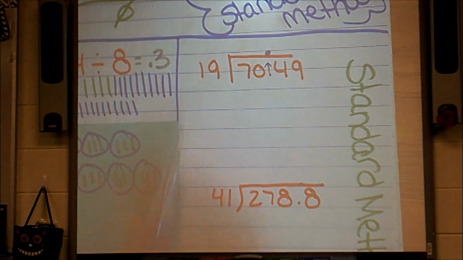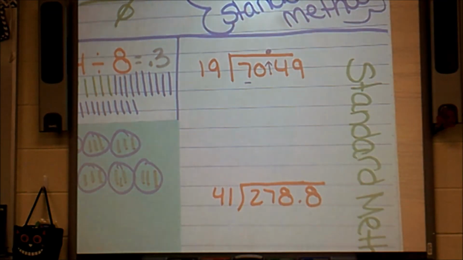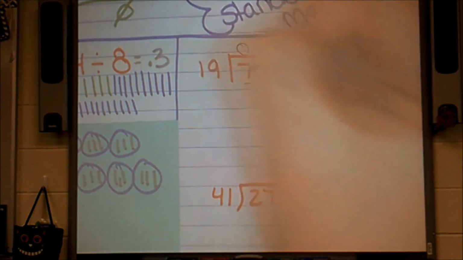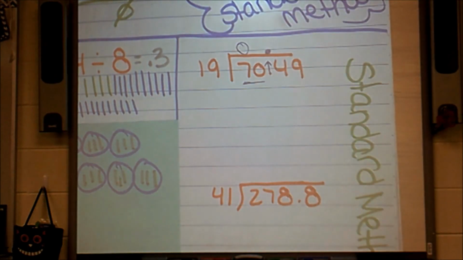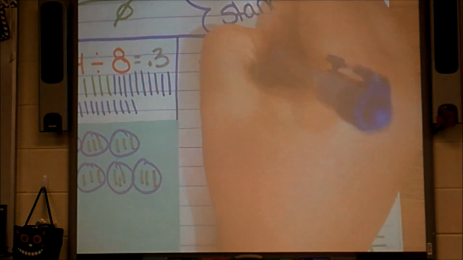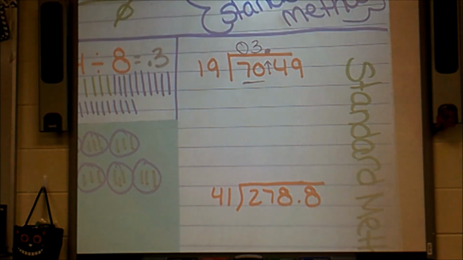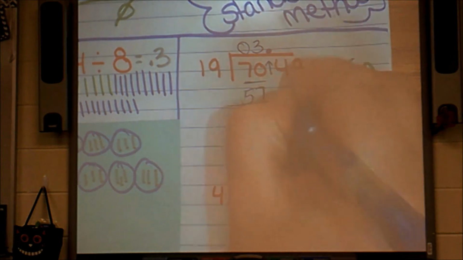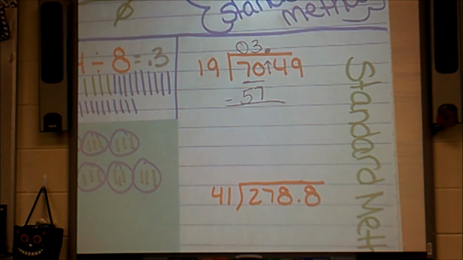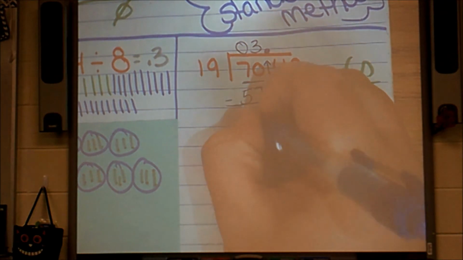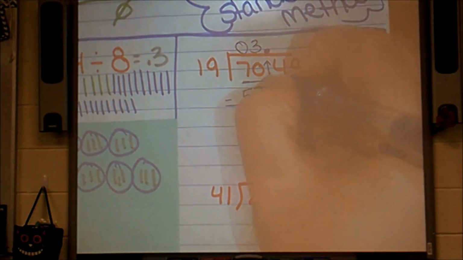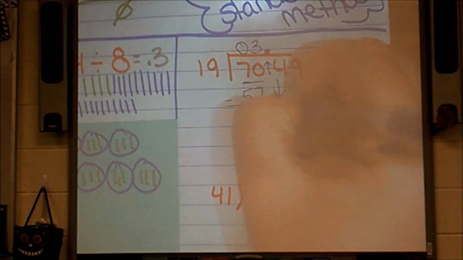Say to myself, how many times does 19 go into 7? 0. How many times does 19 go into 70? 3. 19 times 3 is 57. I subtract and get 13. Bring down my 4.